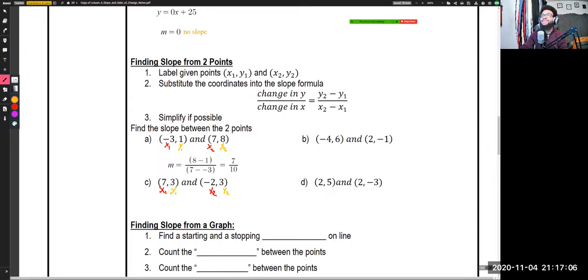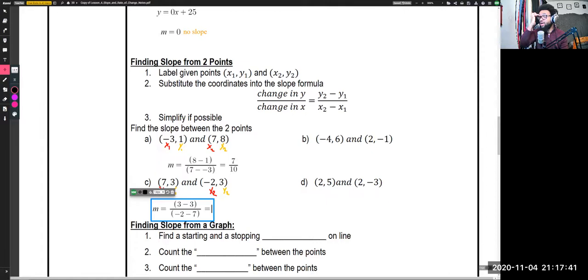And so now I'm going to set it up like I did that last one. Our formula for slope is change in y over change in x. We have m equals this 3, which is our y2, 3 minus our y1, which is also 3, right? All over our x2, which is negative 2, minus our x1, which is 7, all right?